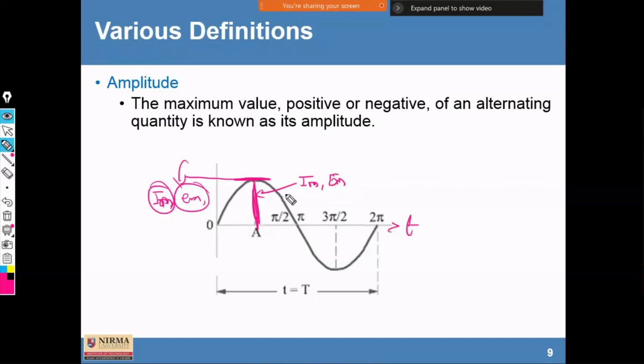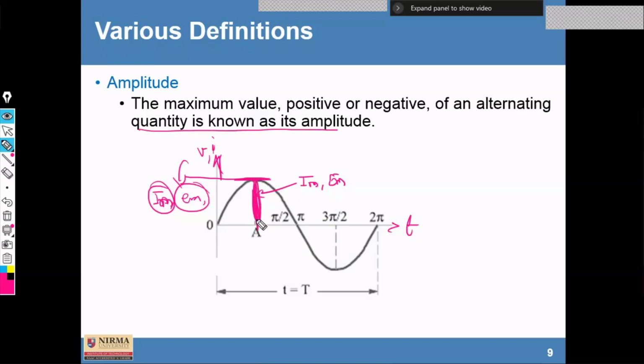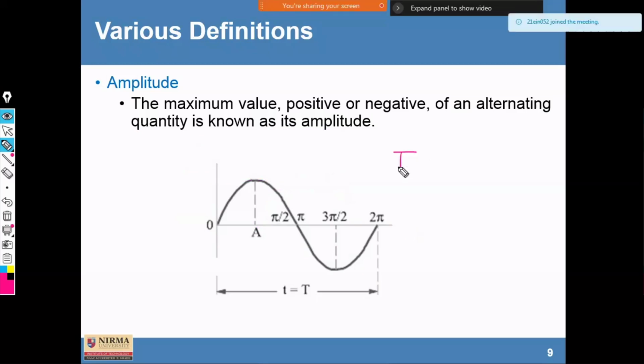So this is with respect to time. It may be voltage and current on the y-axis. So we can say this is amplitude. So the definition is what? The maximum value, positive or negative, of an alternating quantity is known as amplitude. So this is an amplitude, isn't it? Okay. Another definition is called instantaneous value.